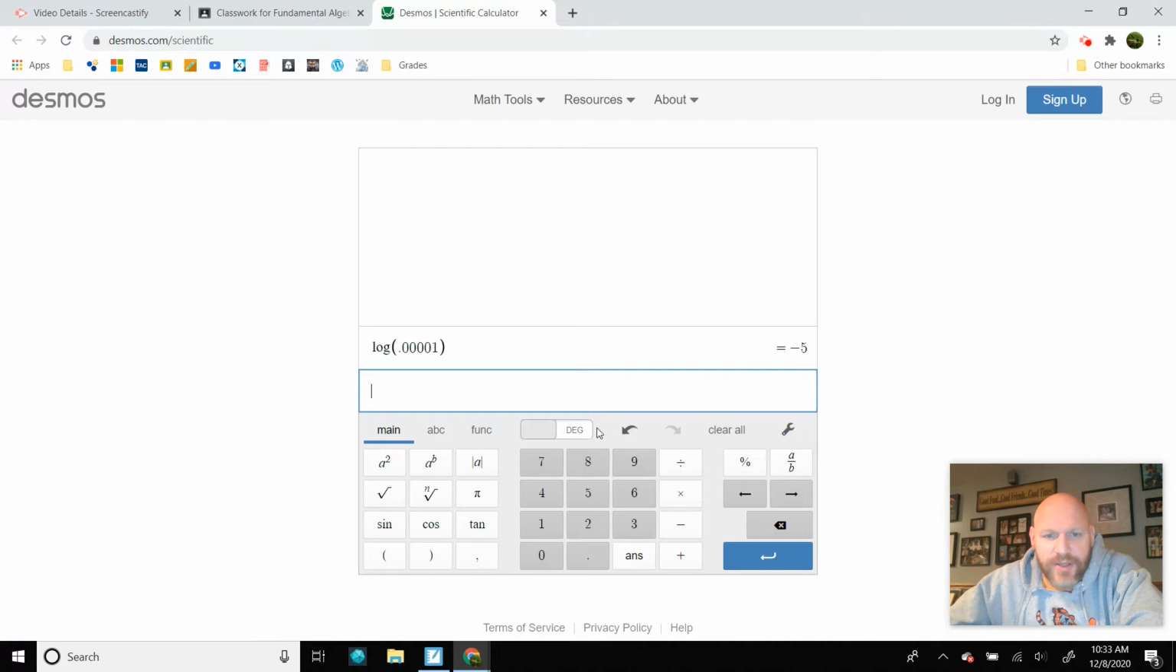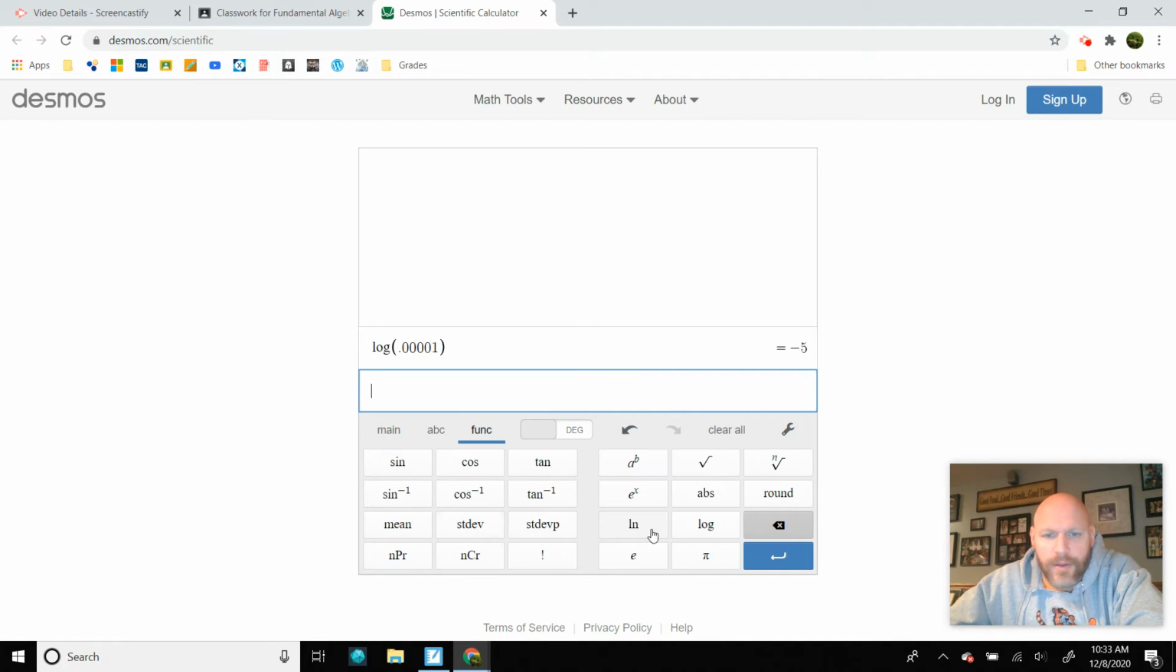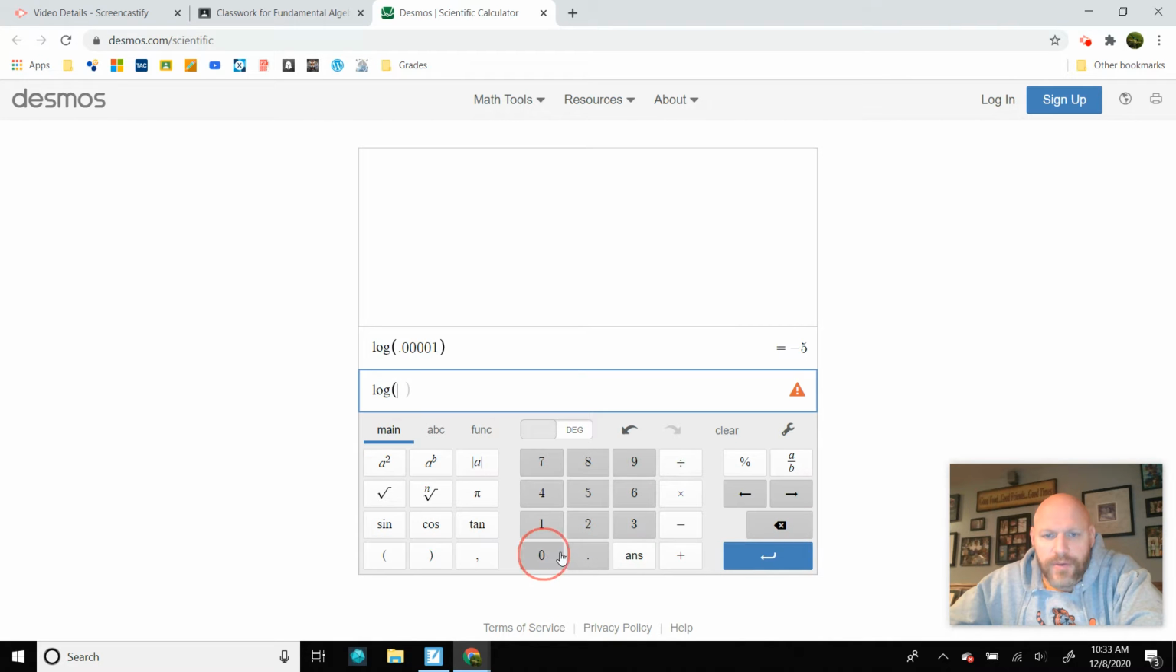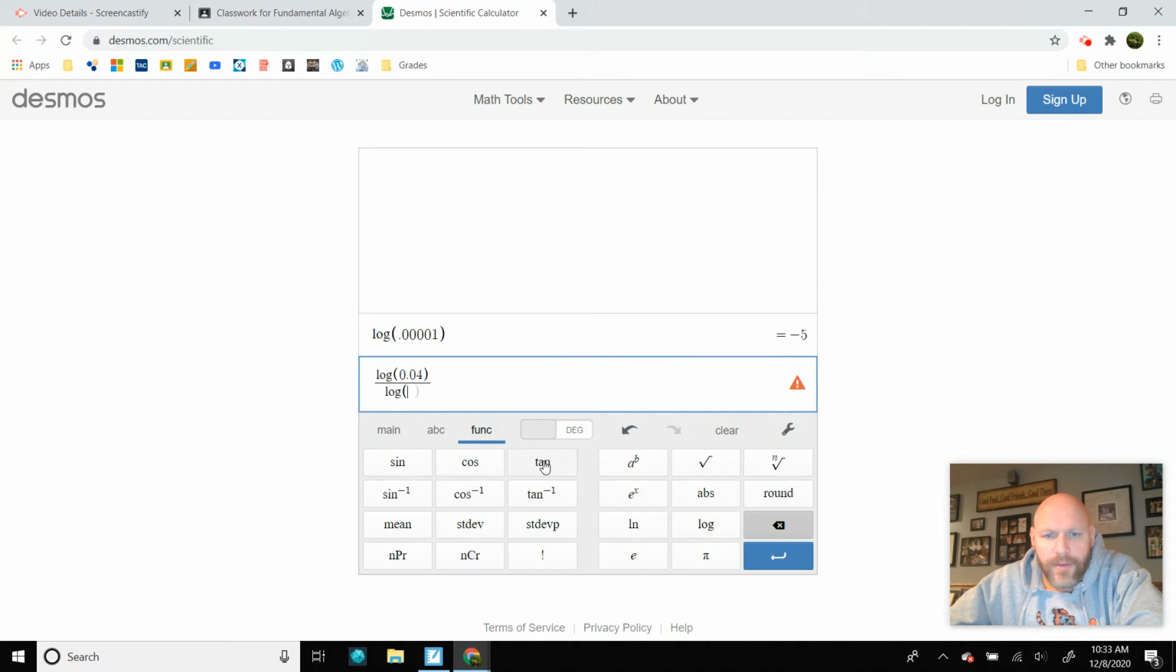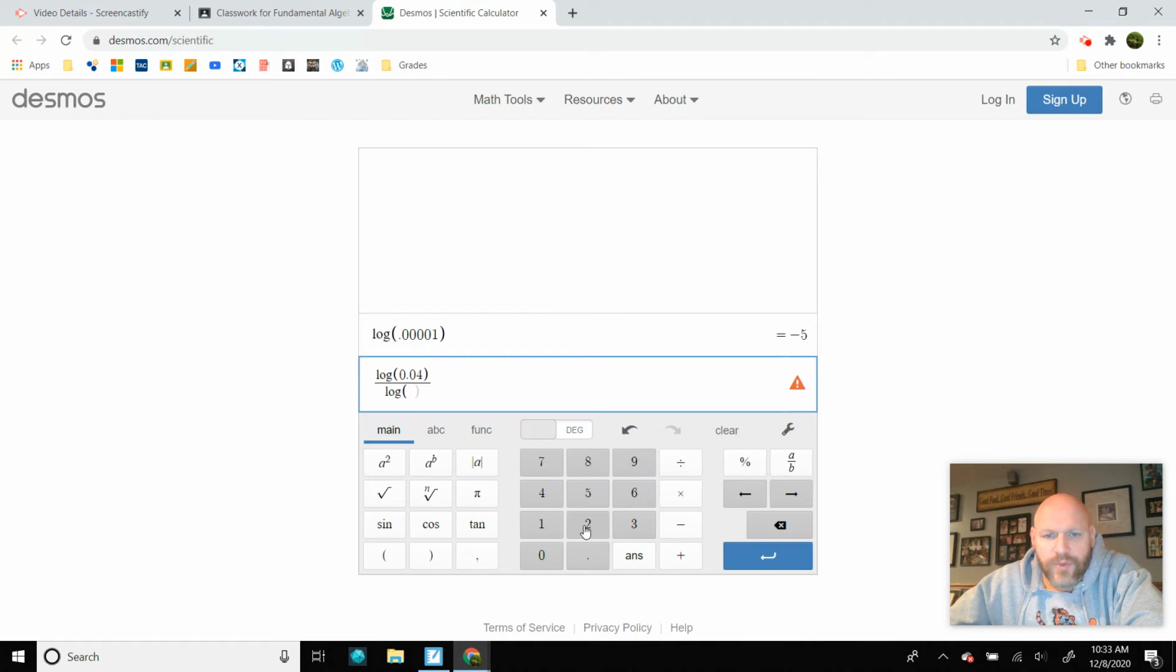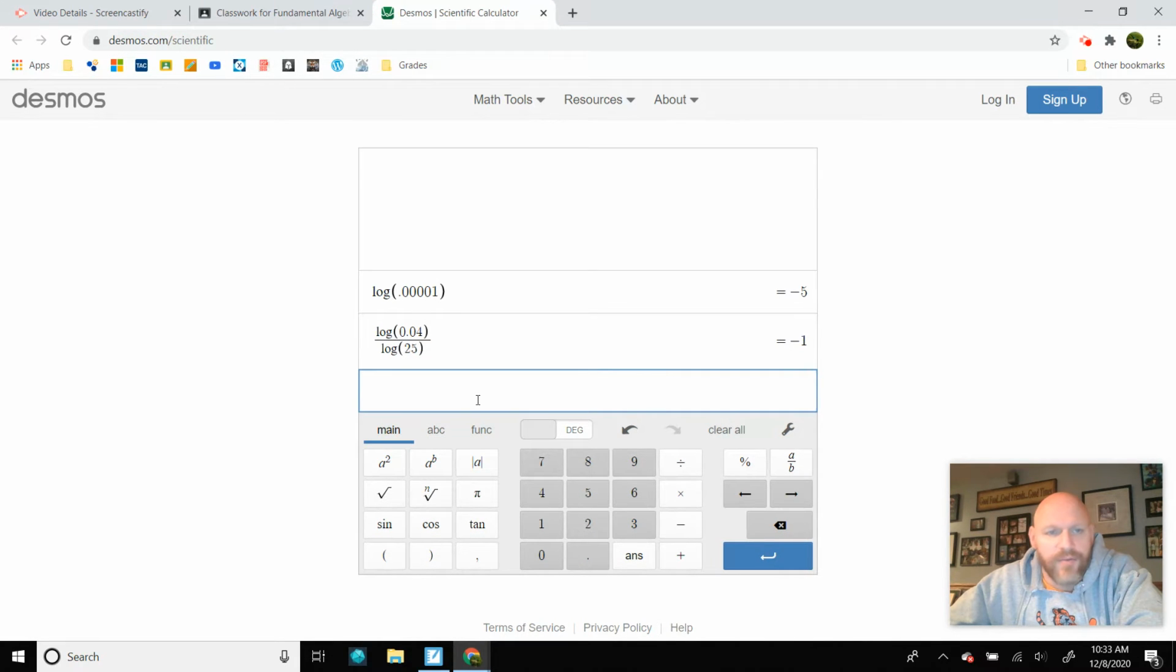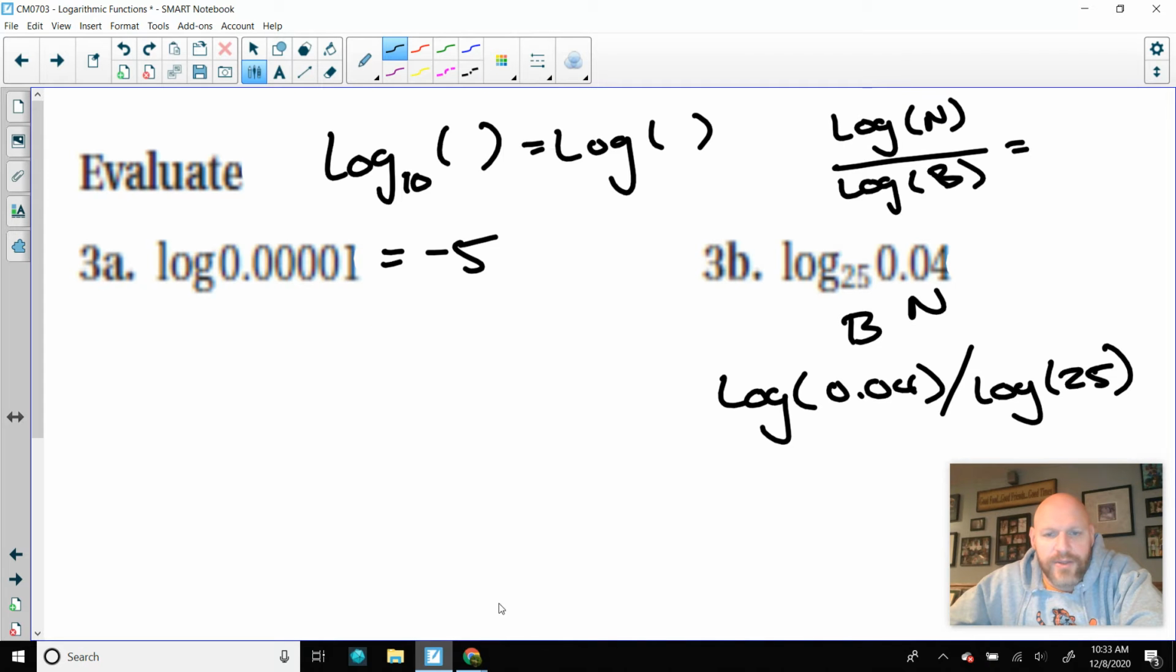So in this case, we're going to say the log of 0.04, close parenthesis. We're going to divide that by the log of 25. We hit go, and we get an answer of -1. Ready to rock. So our answer there is -1.